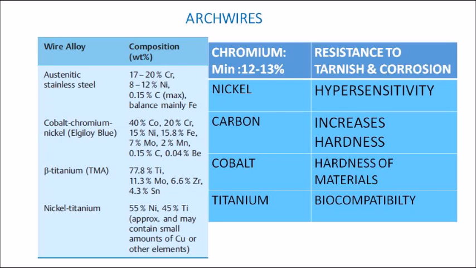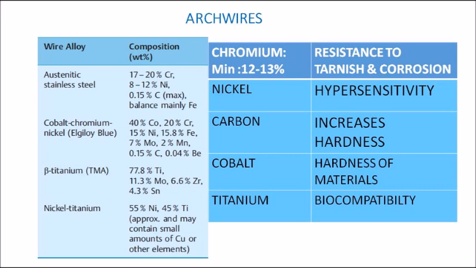So please note 40 percent cobalt, 20 percent chromium, and 15 percent nickel. Now coming to your beta titanium wires, which are also called TMA wires. Here titanium makes up around 77.8 percent of your arch wire material, 11.3 percent molybdenum, then 6.6 percent zirconium, and 4.3 percent tin.